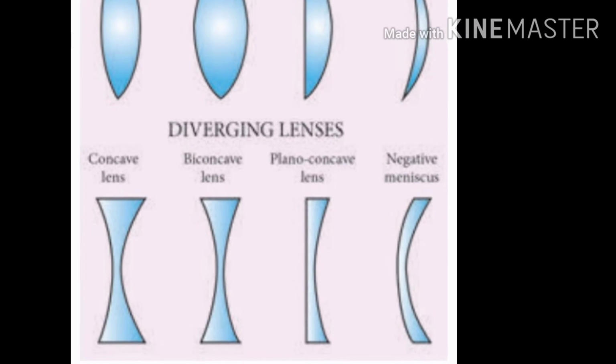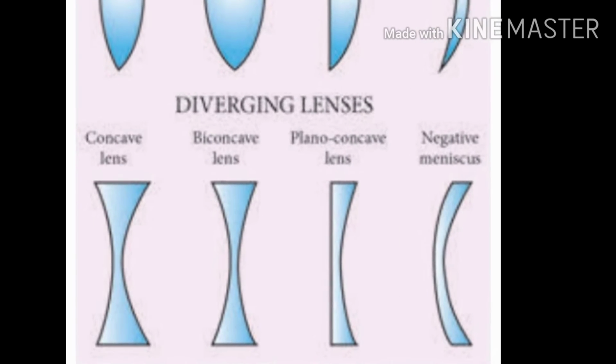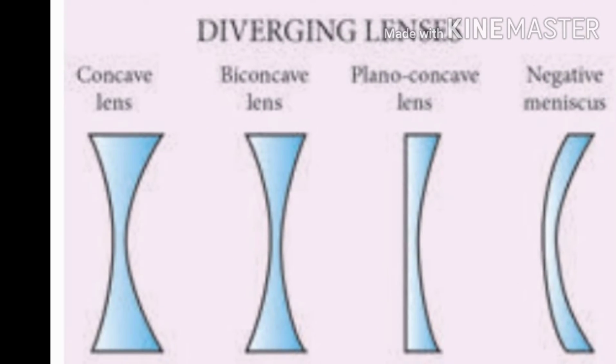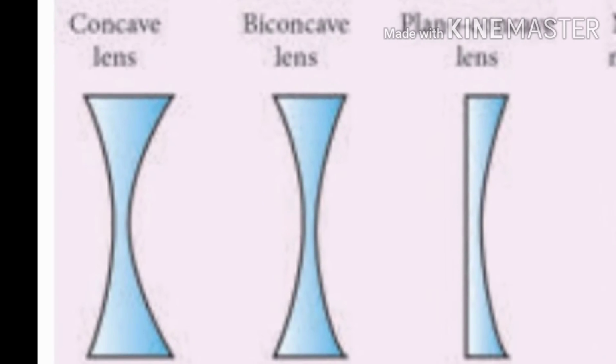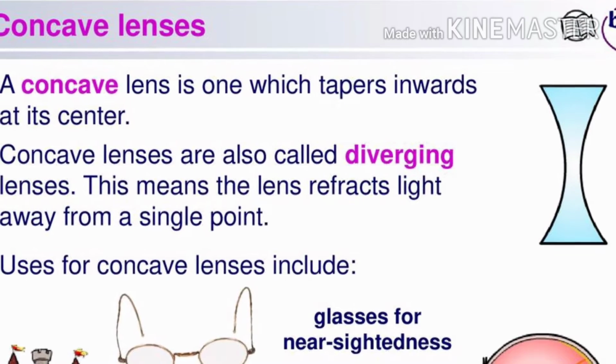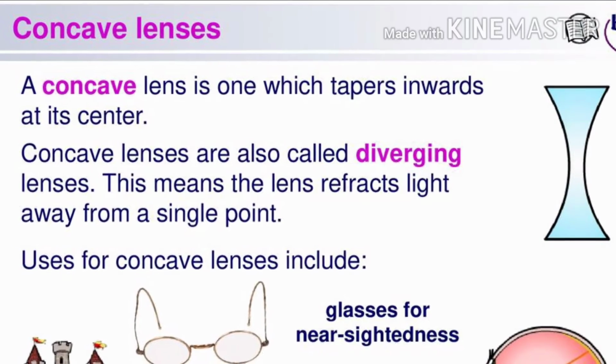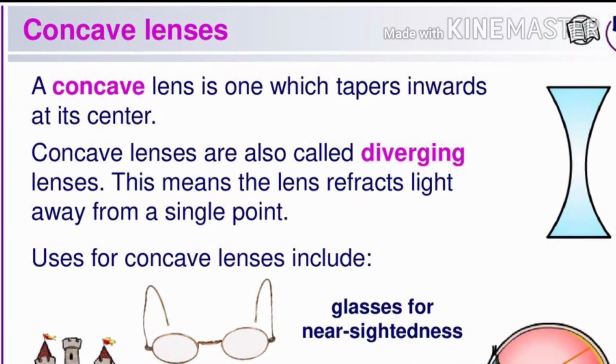Similarly, a double concave lens is bounded by two spherical surfaces curved inwards. It is thicker at the edges than at the middle. Such lenses diverge light rays. Such lenses are called diverging lenses. A double concave lens is simply called a concave lens.